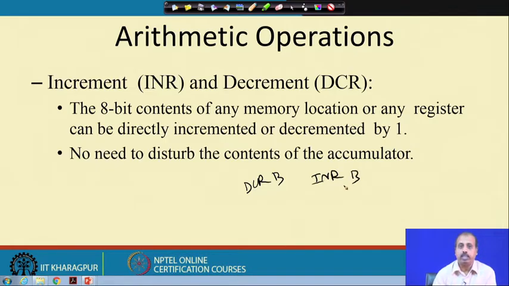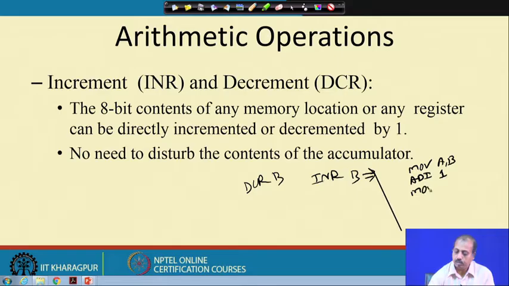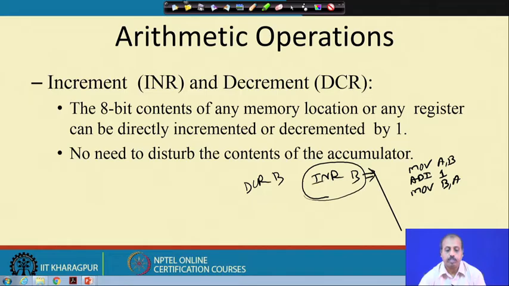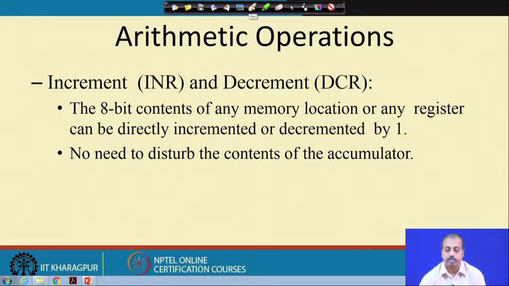If you do not have this instruction and you want to increment B by 1, then what you need to do is MOV A, B, then ADI 1, and then MOV B, A. This is the sequence I have to do if I do not have the direct increment facility with registers other than A. That is why these INR instructions are provided directly, so that they do not involve the accumulator at all. There is no need to disturb the content of the accumulator.